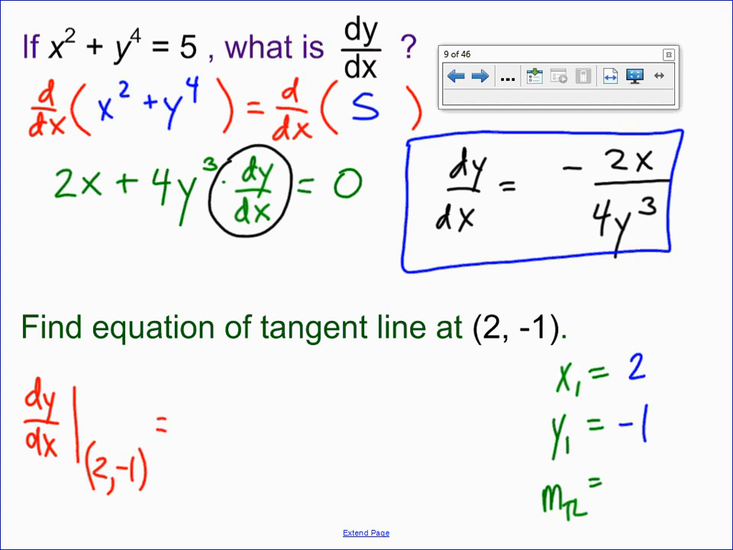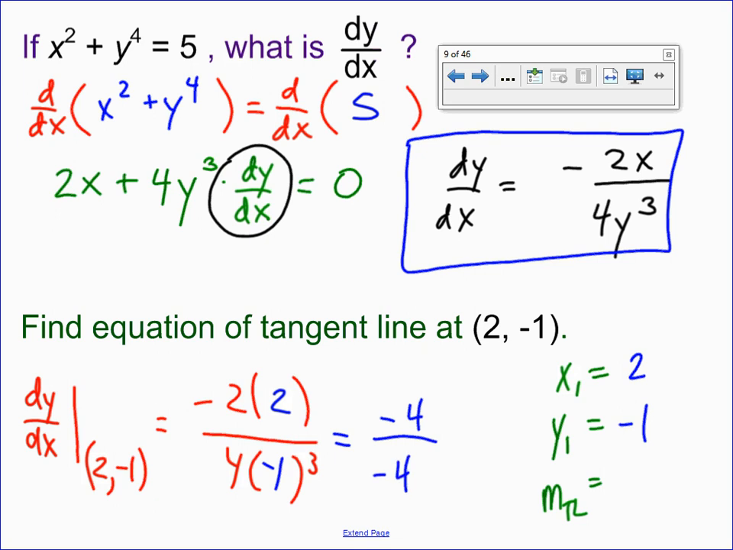And that will be the opposite of 2 times my x coordinate over 4 times my y coordinate cubed. And what point was it? It was 2 comma negative 1. It looks like the slope of my tangent line then will be negative 4 over negative 4, or positive 1. So it looks like we're getting 1 for the slope of our tangent line.